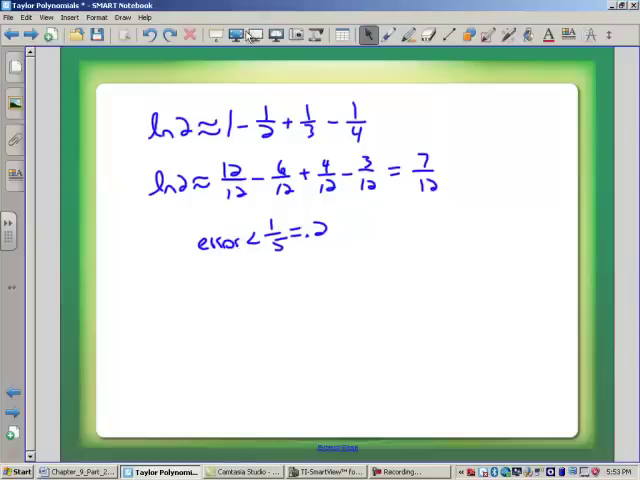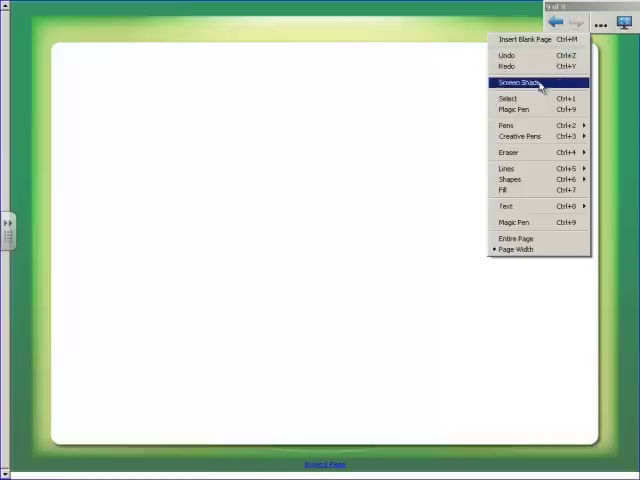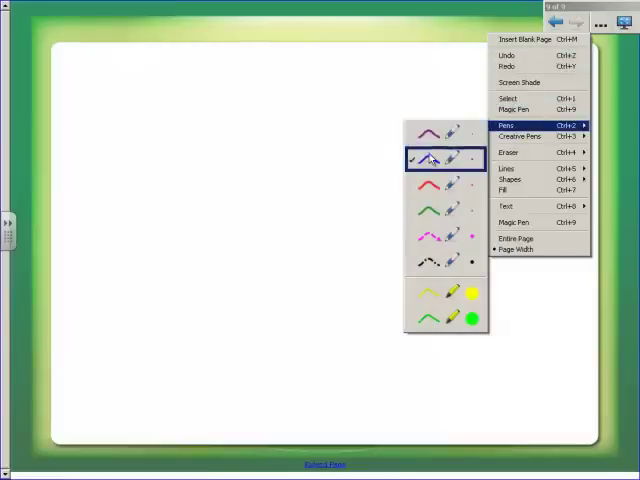All right, let's do another example of approximation here. Let's find out what the square root of e is, or at least let's approximate the square root of e, which by the way means e to the 1/2 power.